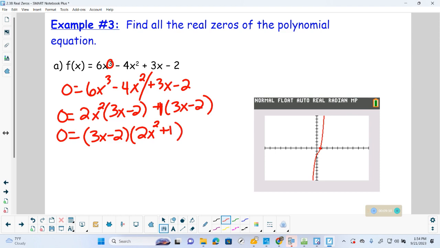So of course, if I solve this, I'm going to add 2, divide by 3. So that looks about 2/3 over here on the graph. Now, this factor, of course, is going to give you imaginary answers because we only touch the graph once.